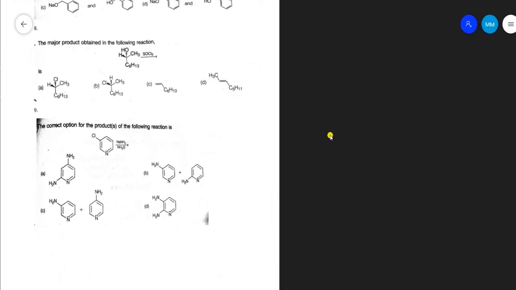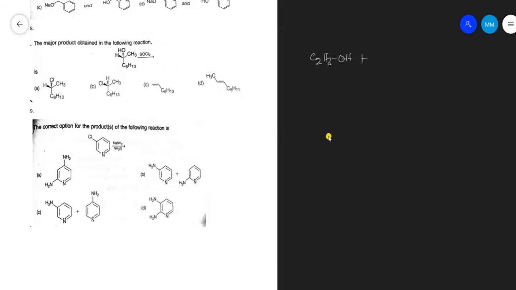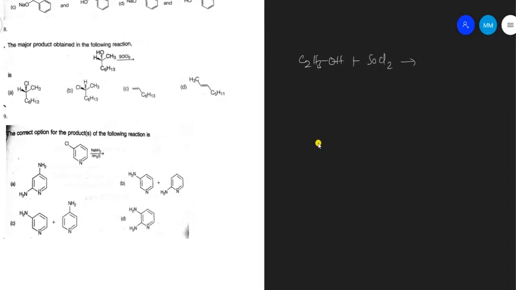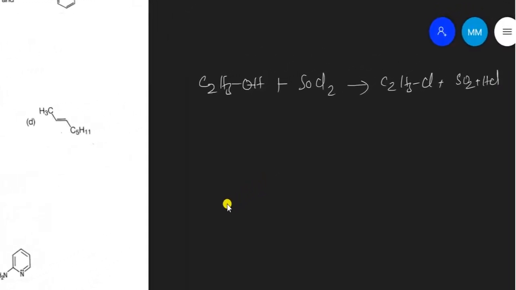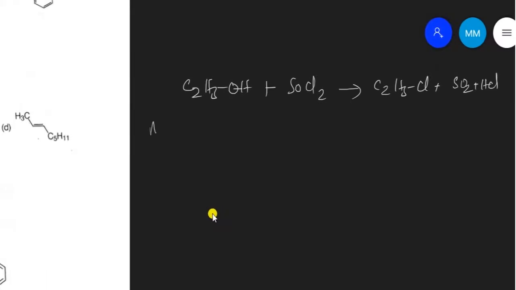So what is the concept? In general, when an alcoholic compound is treated with thionyl chloride, what is the product you get? That is ethyl chloride plus sulfur dioxide plus HCl. So this is the concept. By means of mechanism, it is a peculiar type. It is the SNi mechanism, that is nucleophilic substitution internal.